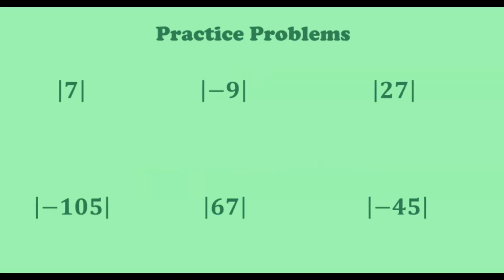Next, let us have a look at a few practice problems. Let us determine the absolute values of the given numbers. So first of all, we want to determine the absolute value of 7. Now we can see that 7 does not have a negative sign, and so the absolute value of 7 will just be 7 itself. Next, we want to find the absolute value of negative 9. So what we're going to do is we're going to remove the negative sign, and what we'll be left with is just 9. And so the absolute value of negative 9 is 9.